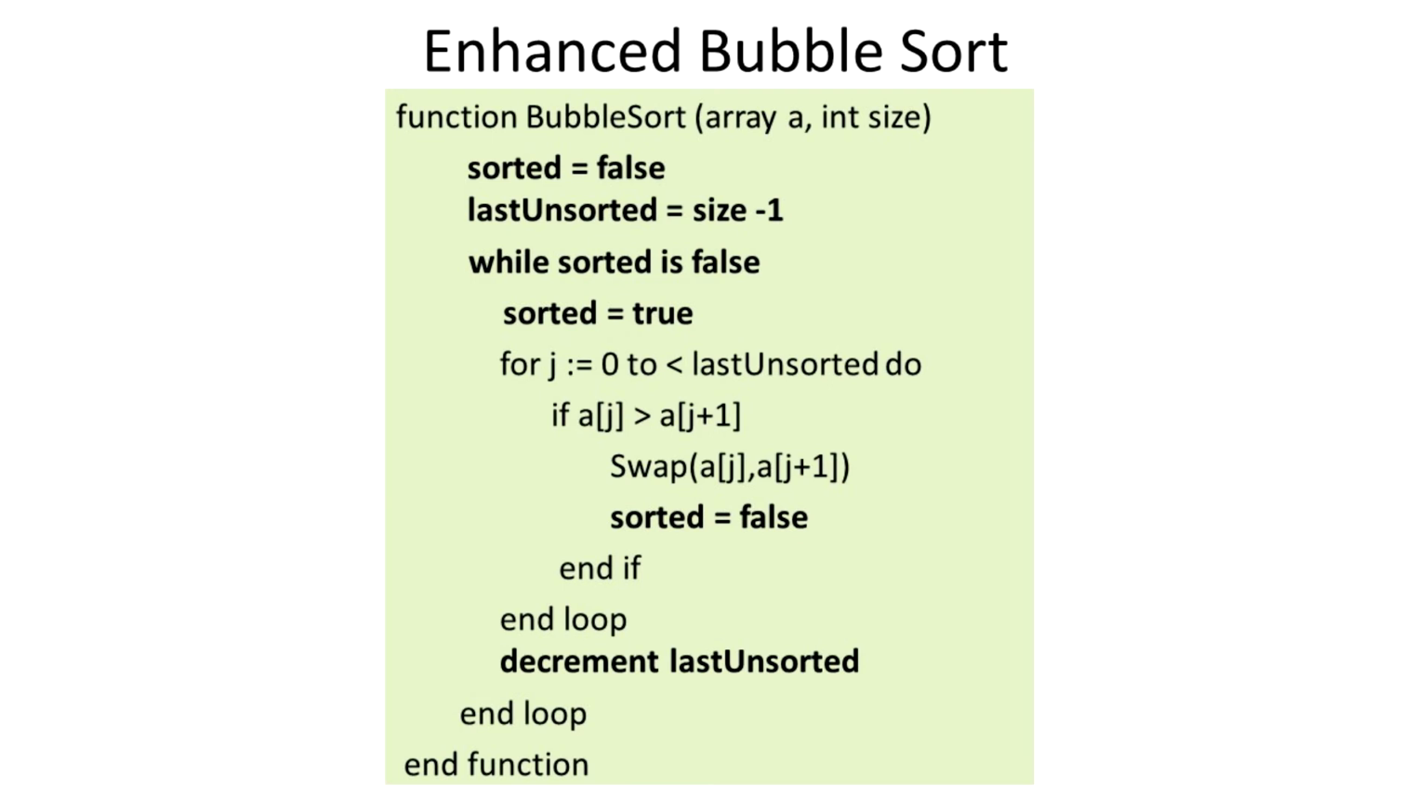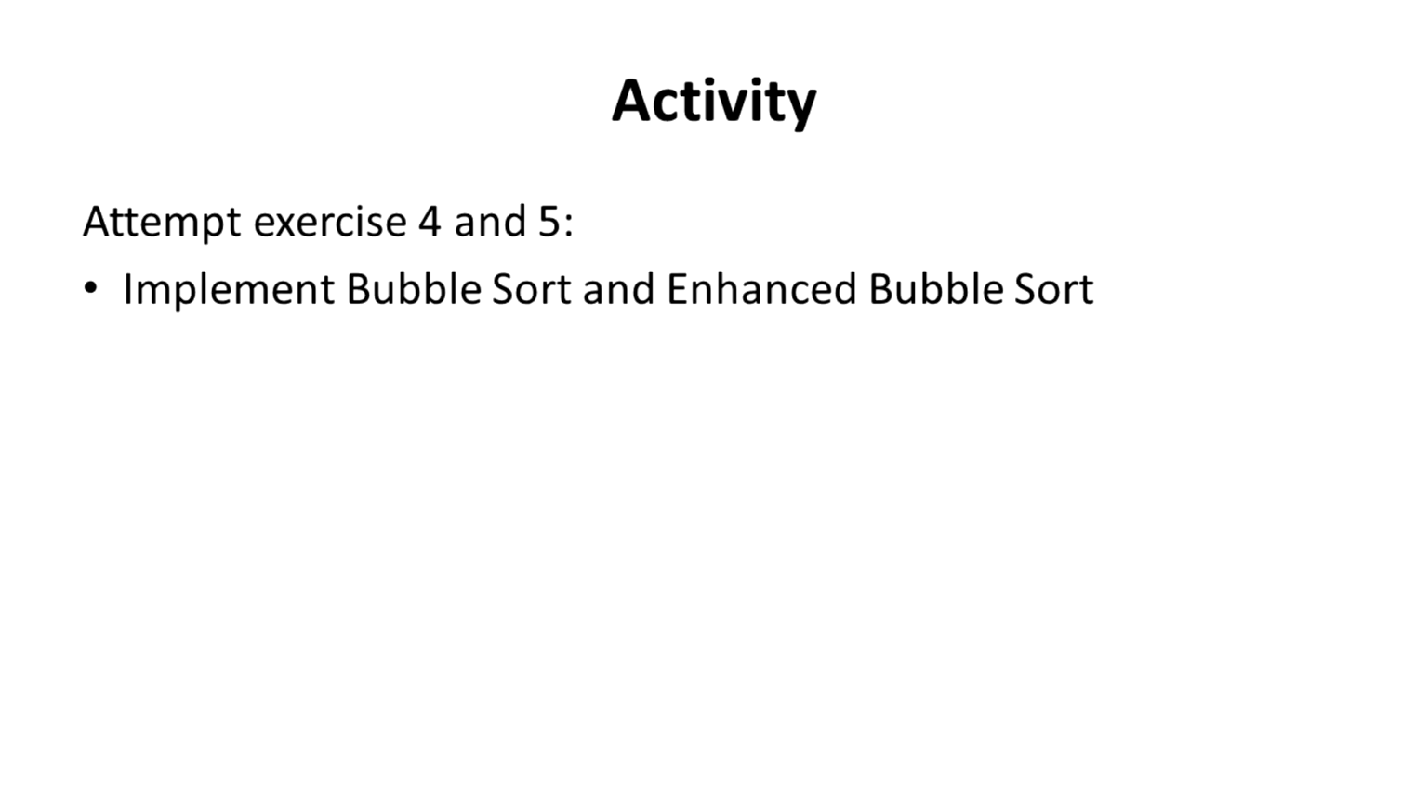so we can save time and operations there. But as we're still using a nested for loop structure, the performance of this algorithm is still going to average out to quadratic. However, it may still be a little bit more efficient than the original BubbleSort algorithm. So let's have a go at implementing the BubbleSort algorithm and its enhanced version and compare the performance of it with the performance of SelectionSort.